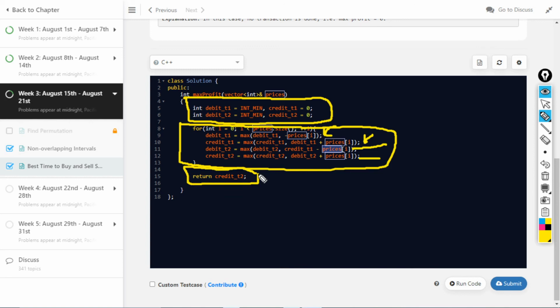The previous question, Best Time to Buy and Sell Stocks 2, I think was much better. I think that was the tougher one, as it is my opinion. Your opinion can also be different.